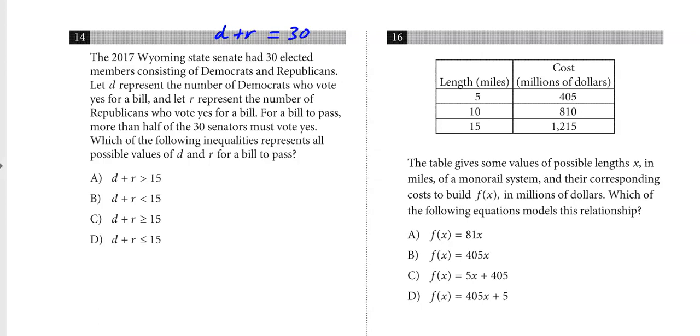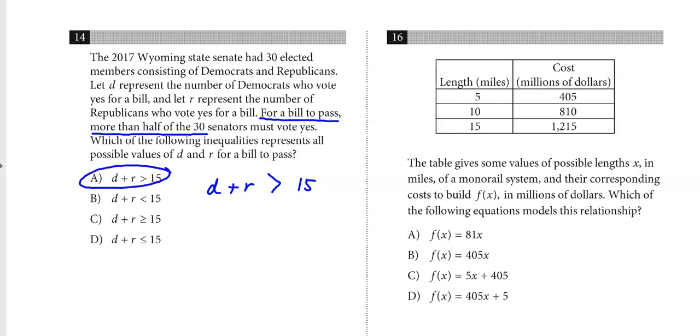And it says, let D represent the yes votes for the Democrats. R is the yes votes for the Republicans. And so here's kind of the key part. For a bill to pass, more than half of 30. So all of the yes Democrats plus all of the yes Republicans, half of 30 is 15. And we need to be more than half. So the correct answer is A.